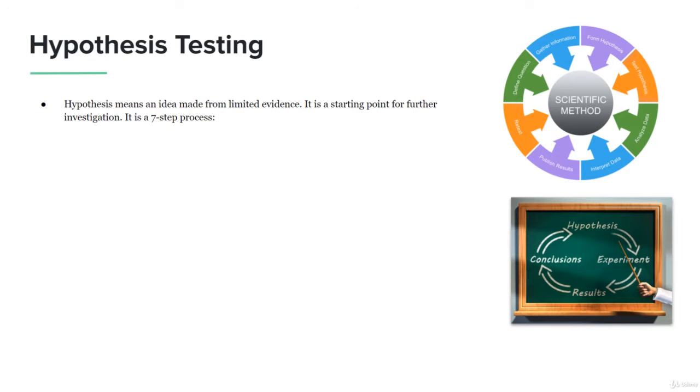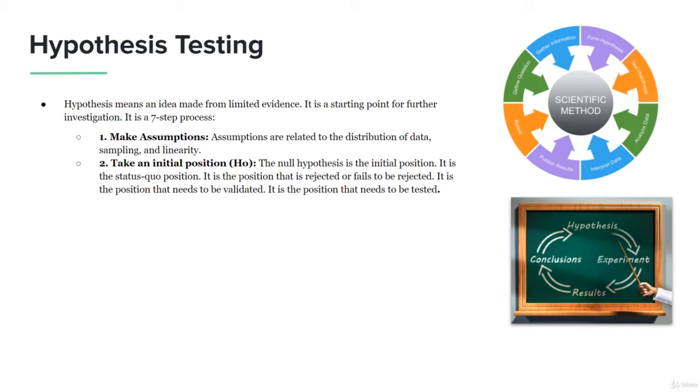So hypothesis means an idea made from limited evidence, right? We're making a guesstimate. We're making some sort of claim based on certain limited information. It's the starting point for further investigation, and there's a 7-step process. The first step here is to make an assumption, right? Assumptions are related to the distribution of data, sampling. And so we're just making an assumption of what we think we're going to see or what we think is going to happen, right?